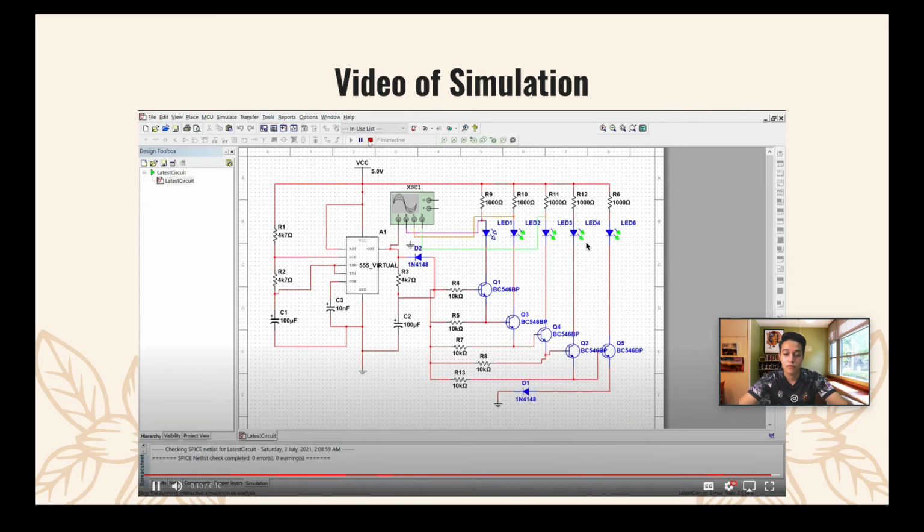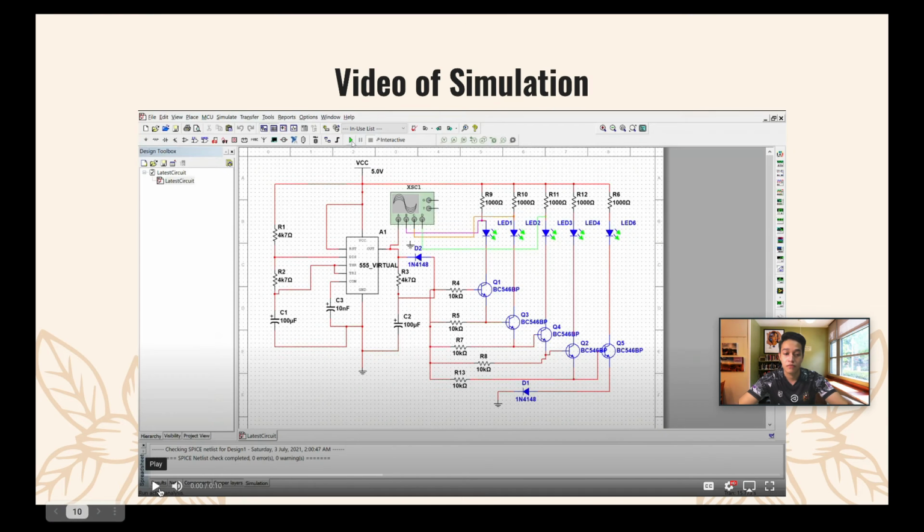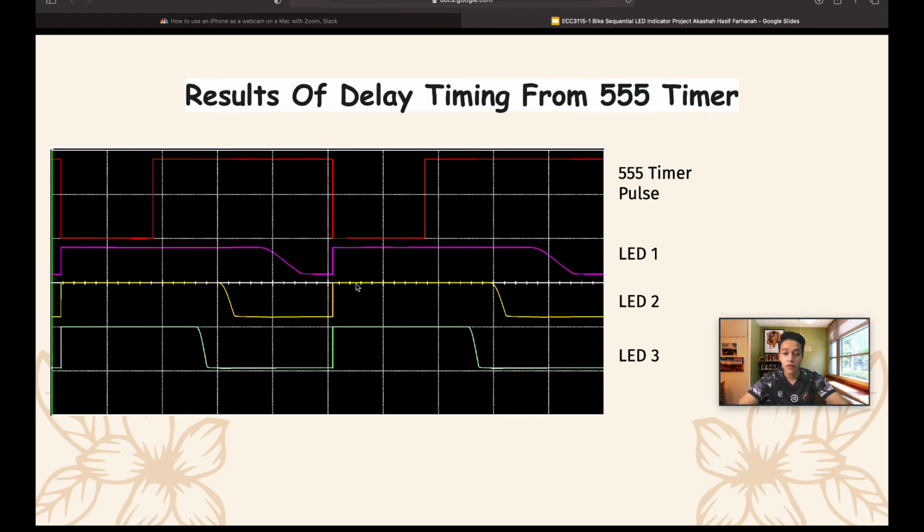As we can see, the LEDs will light up sequentially. The result of the 555 timer IC is that it will produce a pulse to turn the LEDs on and off.